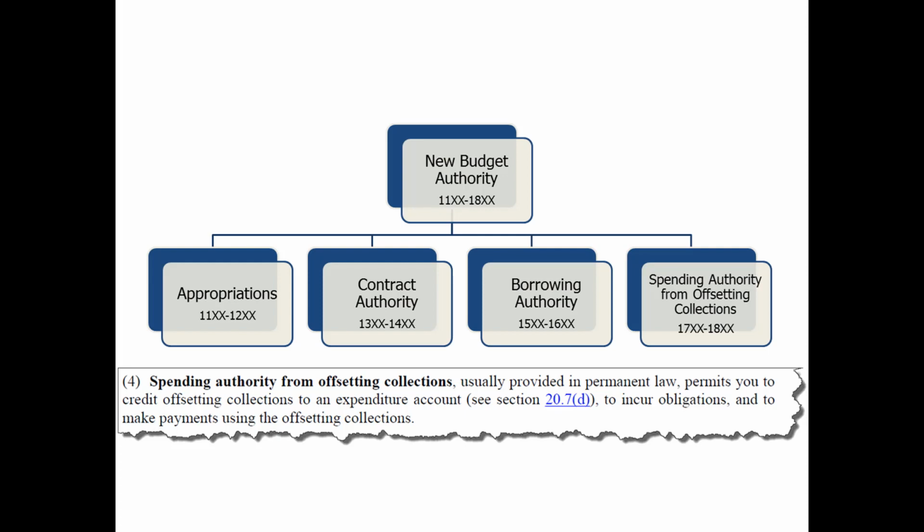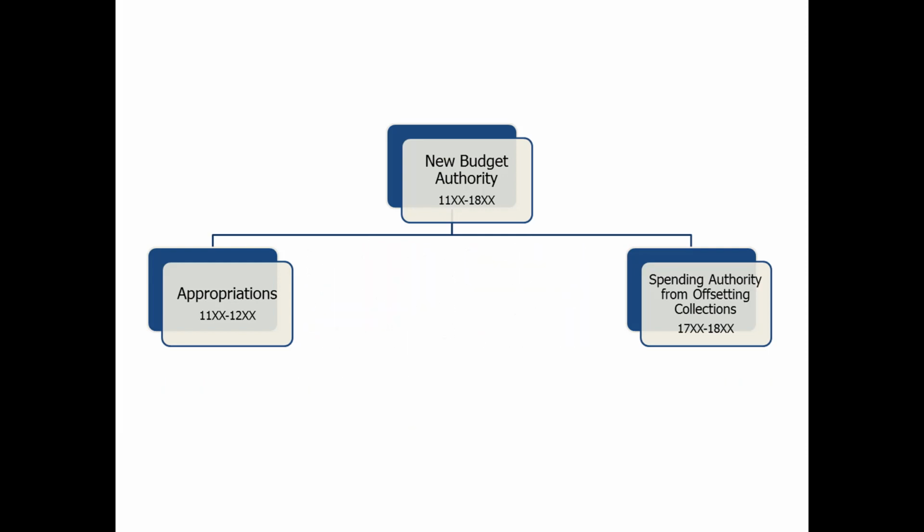Since we have so few examples of contract and borrowing authority, for our purposes here, we will concentrate on the appropriations and spending authority from offsetting collection forms of budget authority. We've covered the lines from 1000 through 1041, and now we're under new budget authority. The first section is appropriations. Let's look at those lines.